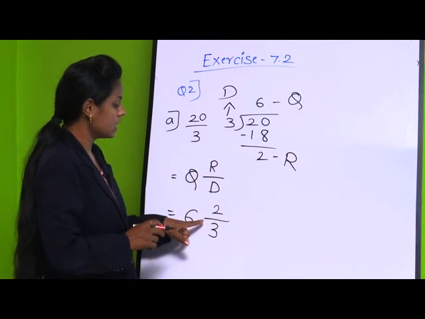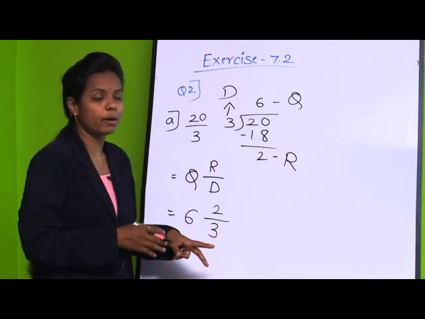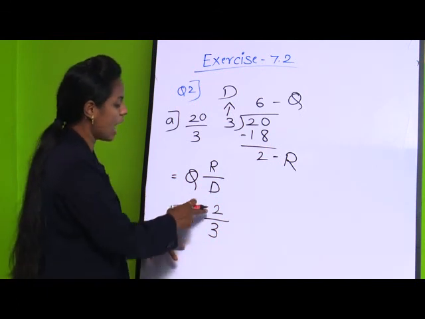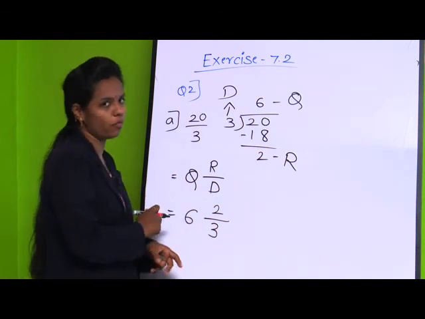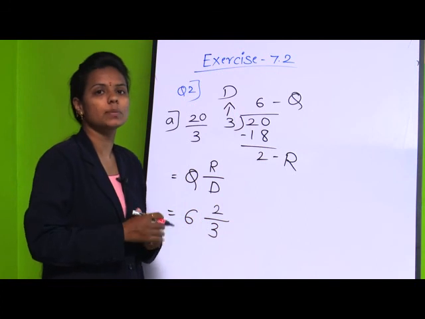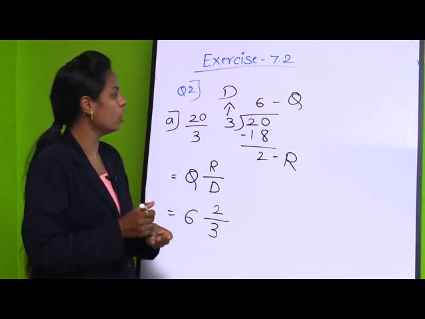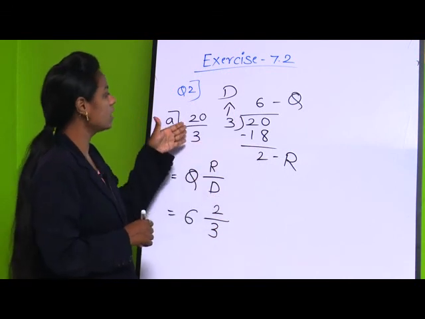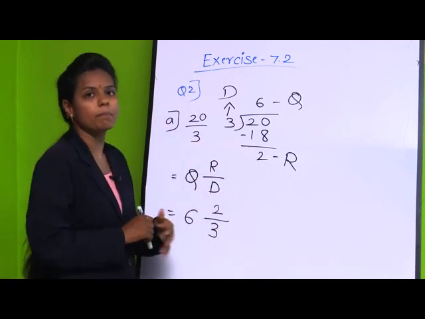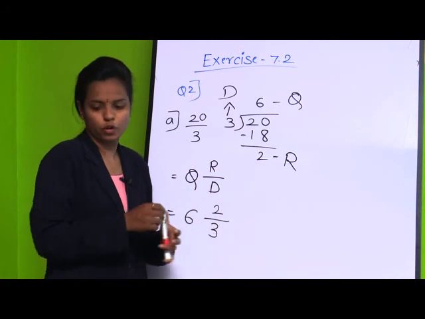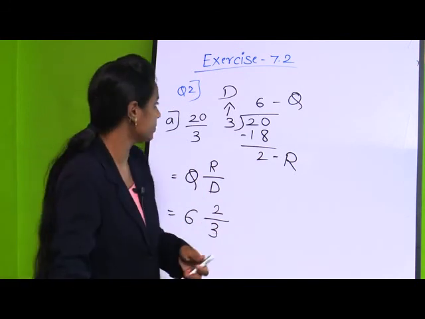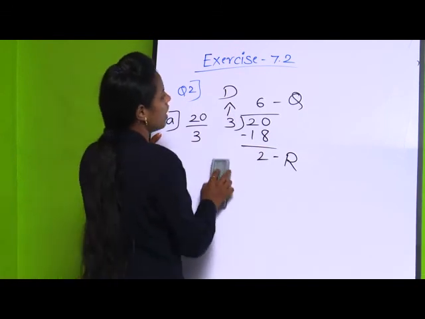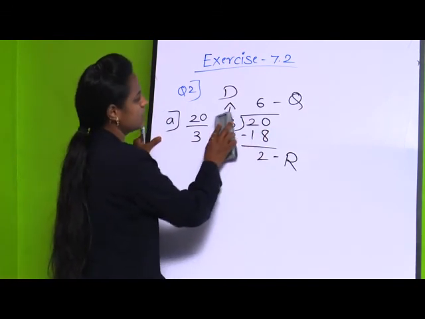This is an example of a mixed fraction. A mixed fraction has a proper fraction as well as a whole number. So in this way we convert an improper fraction into a mixed fraction. Let us see a few more examples. I hope you understood about the quotient, remainder and divisor.